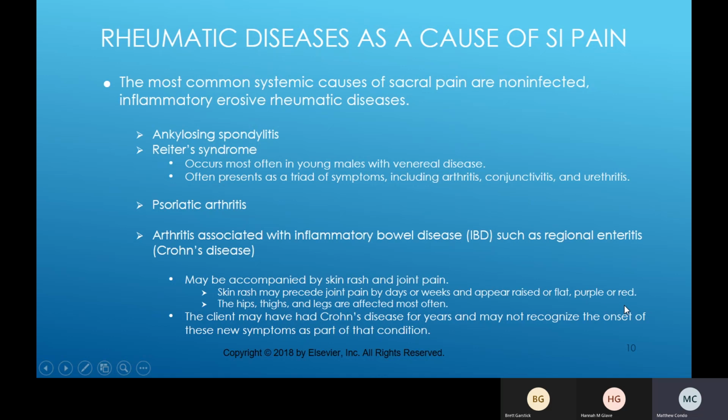When it comes to arthritis that's associated with inflammatory bowel disease, that is very rare. Okay, so do not think that every patient that comes in with SI pain and has inflammatory bowel disease is going to have arthritis associated with that. That is extremely rare. But you could actually see outward signs, such as a skin rash. So just be aware of that. Again, be very thorough. Ask your patients a lot of questions. The more information you have, the better you're going to be at diagnosing this person.